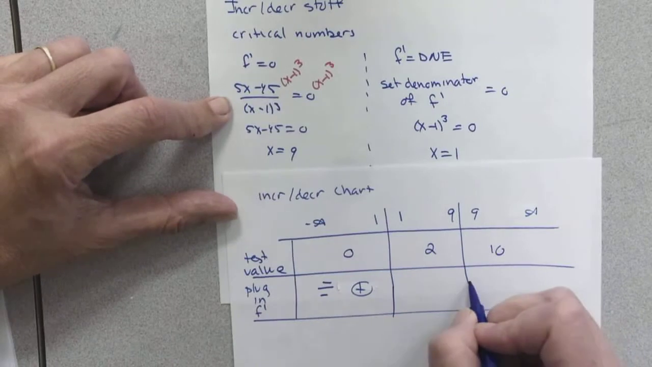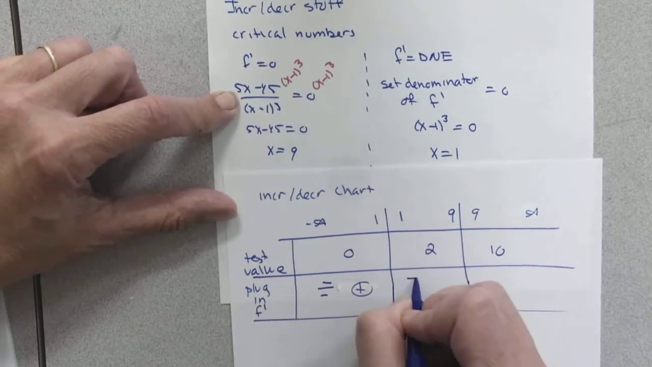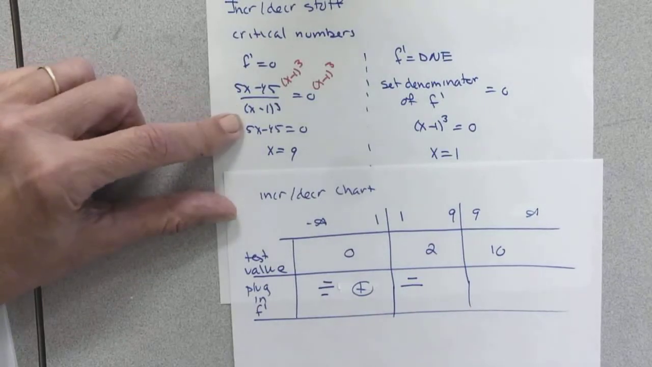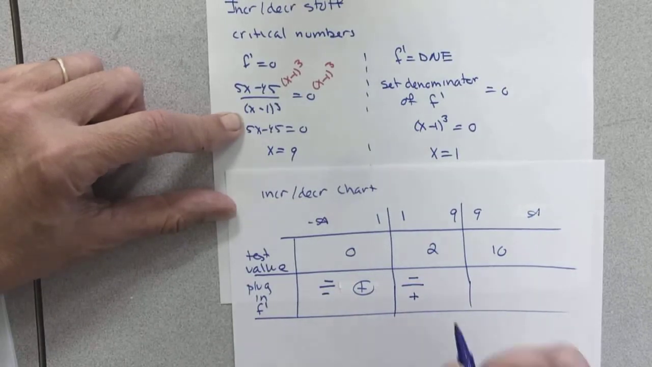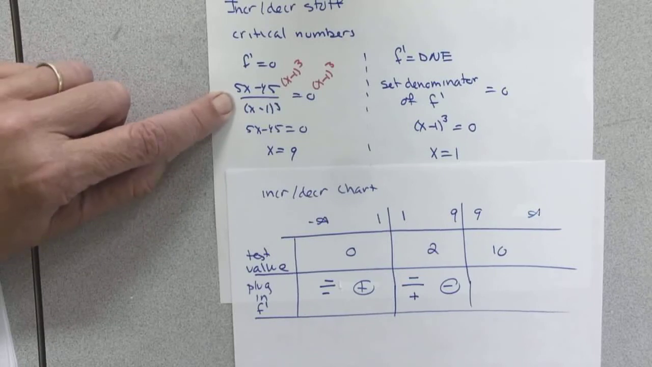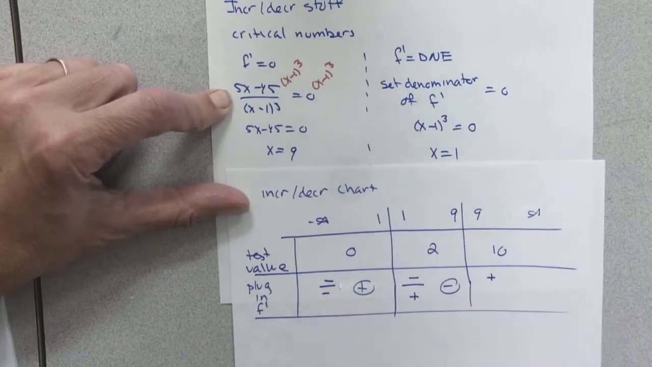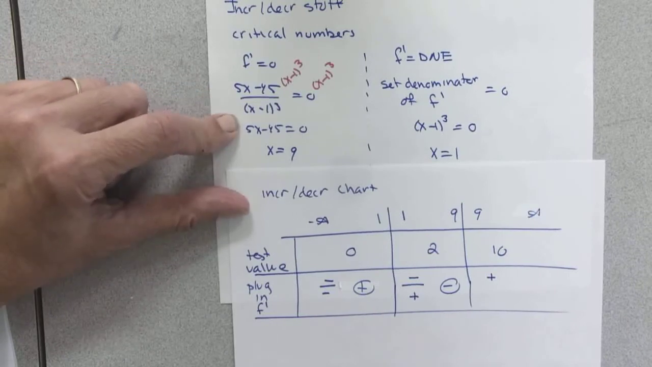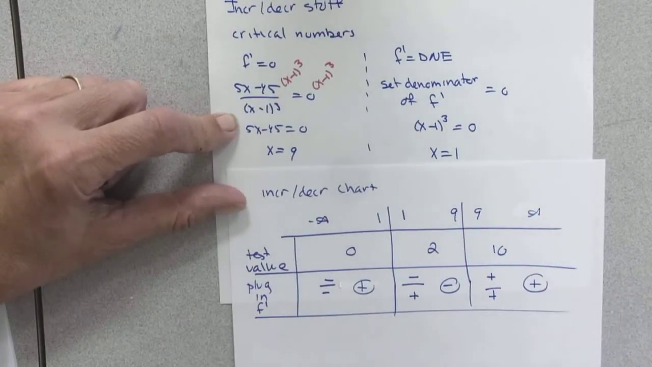If I plug 2 into here, that's going to be 10 minus 45. My numerator is going to be a negative. If I plug 2 into the denominator, it is going to be positive. I've got a negative over a positive, so the whole thing is going to be negative. And then if I plug 10 into there, I'm going to have 50 minus 45 in the numerator. In the denominator, I'm going to have 9 cubed, which is positive. I have a positive over a positive for a positive.